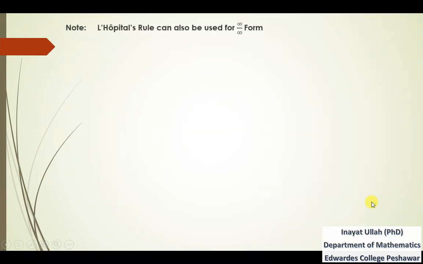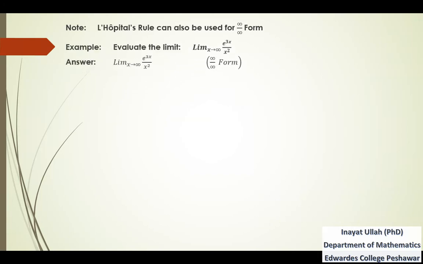Again, we can apply L'Hopital's rule for infinity by infinity form as well. Just look at this example. Evaluate this limit: limit x approaches infinity e power 3x by x square. Whenever you replace x by infinity here, 3 into infinity is infinity, and e power infinity is infinity. And whenever you replace x by infinity here, infinity square is again infinity, so this is infinity by infinity form. We can apply L'Hopital's rule here as well.